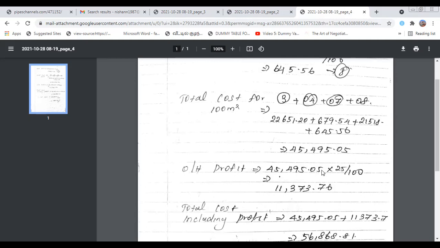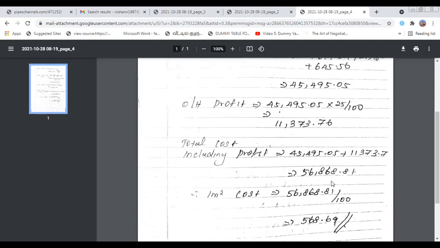And the next move is the overhead and profit for the 45,495 rupees 5 cents. The question mentions 25% overhead and profit. Okay, overhead and profit multiplied, so 11,373 rupees 76 cents. Now the total cost including the overhead and profit: 45,495 rupees 5 cents plus 11,373 rupees 76 cents. Totally 56,868 rupees 81 cents for the 100 meters square.